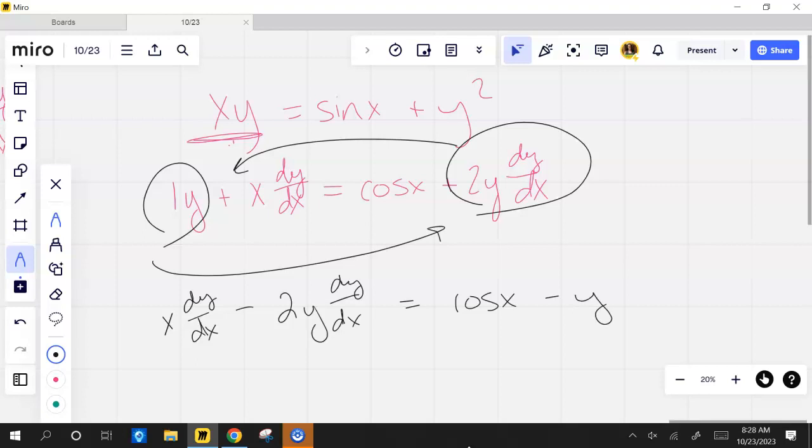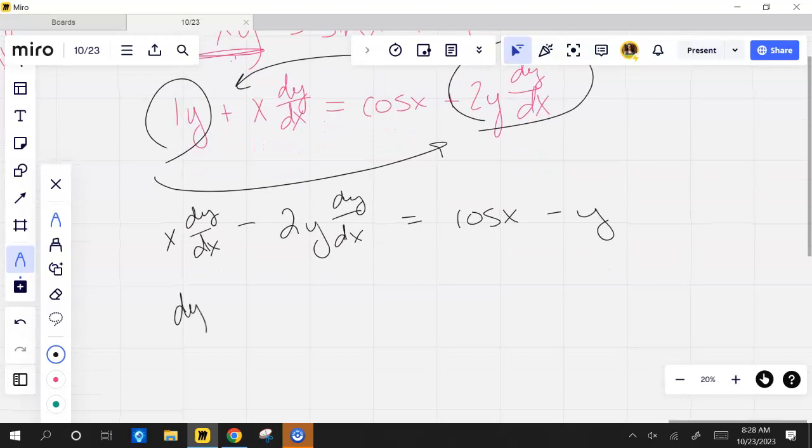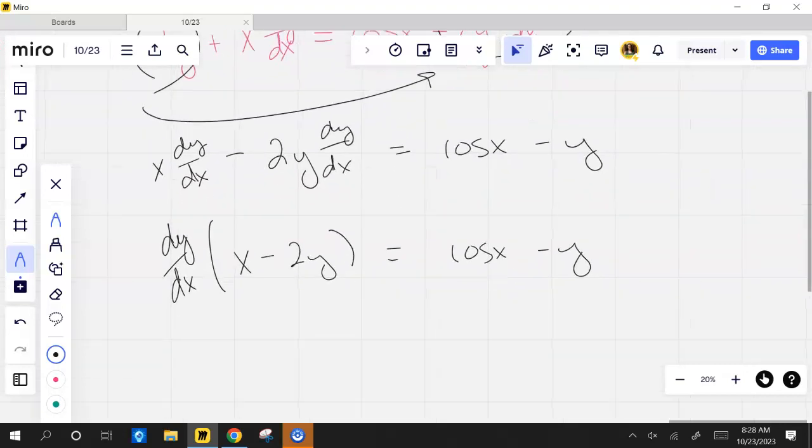You like the implicit differentiation? I do too. I'm going to take a dy dx out. Oops, getting ahead of myself here. x minus 2y equals cosine x minus y, and I'm going to just divide. Hopefully one of the answers matches that. E.